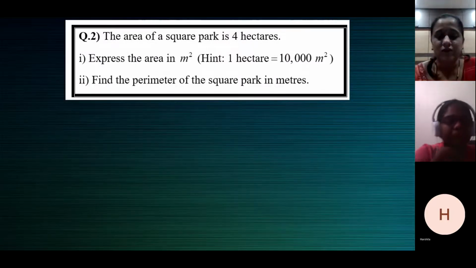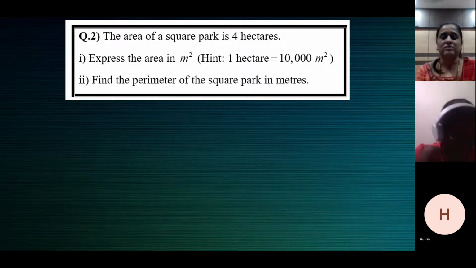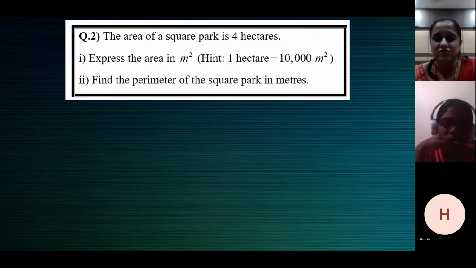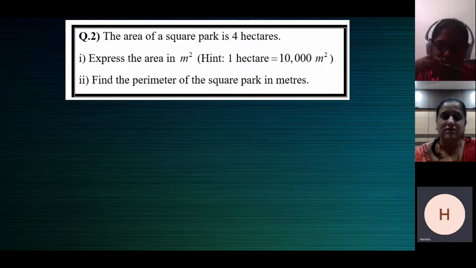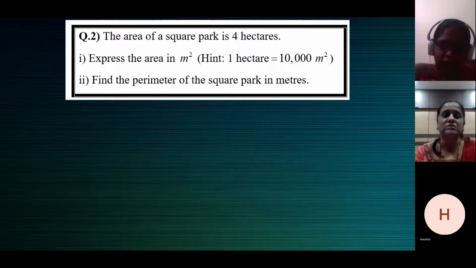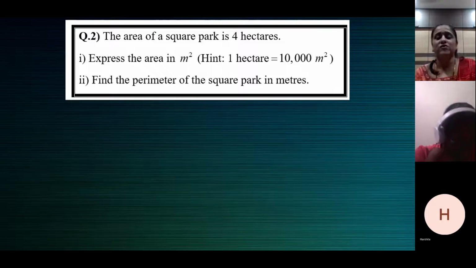I'll let you go to the next one. The area of a square park is 4 hectares. Express the area in meter square. What's the area in meter square? Tell me. Ma'am, 40,000 meters. Then, 40,000 meters square, because 1 hectare is, I've given you the hint, 10,000 meters square. So 4 hectares will be 40,000 meters square.